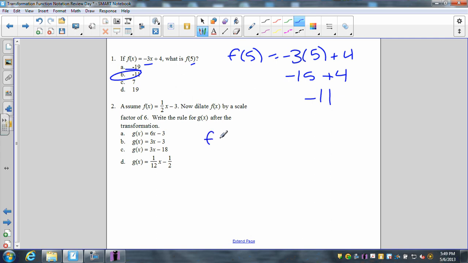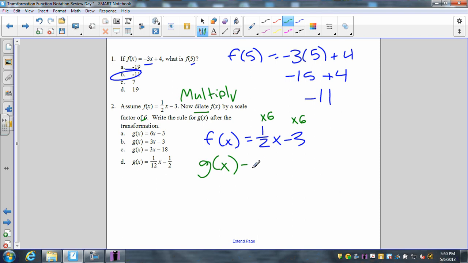Number 2, assume f of x is 1/2 x minus 3. Now, dilate f of x by a scale factor of 6. Dilate means multiply. Whenever you see the word dilate, you want to multiply by a factor of 6. Now I need to multiply everything by 6. So g of x, which is going to be the new transformed version of f of x, is 1/2 times 6. Now 1/2 times 6 is the same thing as 1/2 of 6. What's half of 6? That'd be 3x. Negative 3 times 6 is minus 18. What's the answer, number 2? C is the answer, number 2.